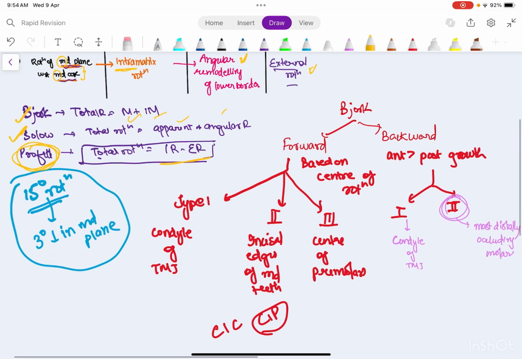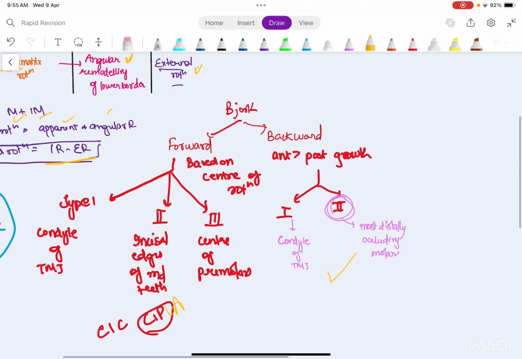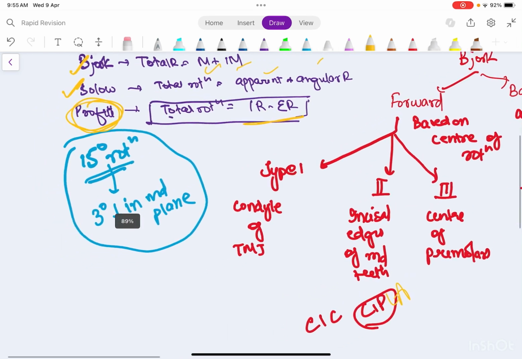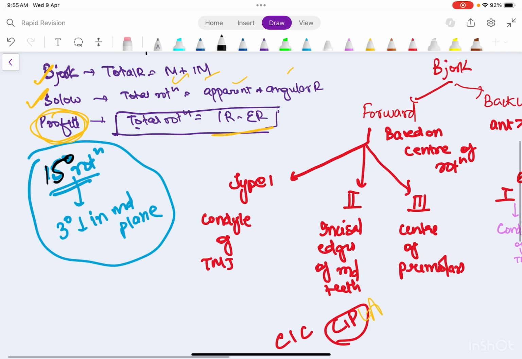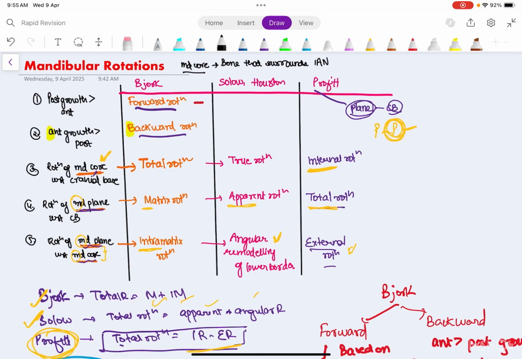Okay, then this I told you, we can talk about it as Cipla, and this you have to remember. You can remember Cipla CM, but just go through it twice and you will not forget. And this was something which was a factual question, that there's a 15-degree rotation and it leads to a 3-degree decrease in the mandibular plane. So this is the core of mandibular rotations in a very short format.